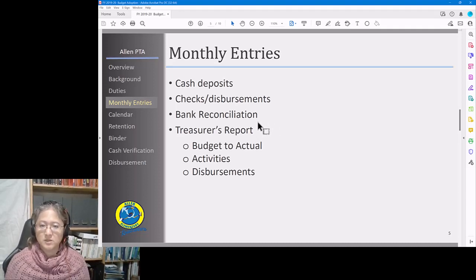After the bank reconciliation is done, I do the treasurer's report, and this is now preparing for the meeting. That would include comparing budget to actual, doing the treasurer's report that lists out all the activities, and preparing the disbursement report. All of these items I will be preparing a separate video on.